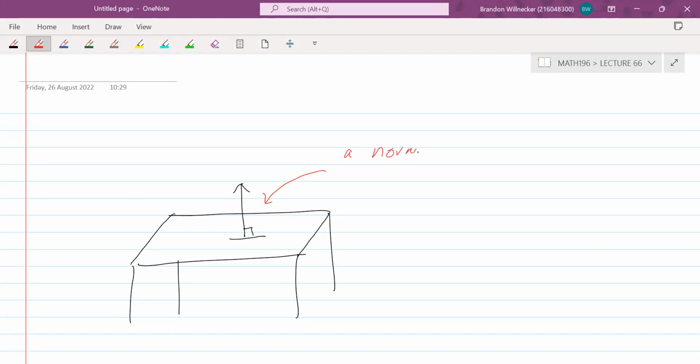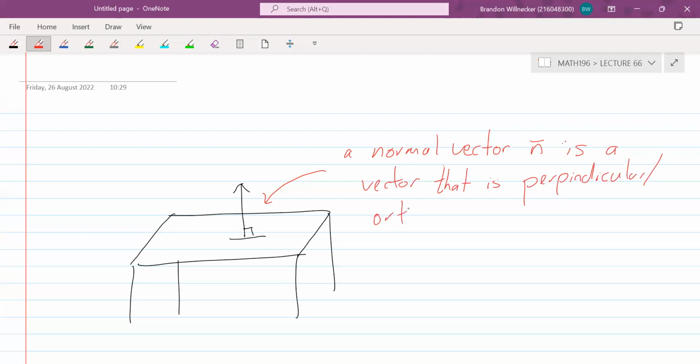So a normal vector, we usually call it N for normal. So we've got N with the little line on top. A normal vector is a vector that is perpendicular, remember that other word, perpendicular or orthogonal, to the given surface. So in the case of the table, you've got your vector pointing up like that.